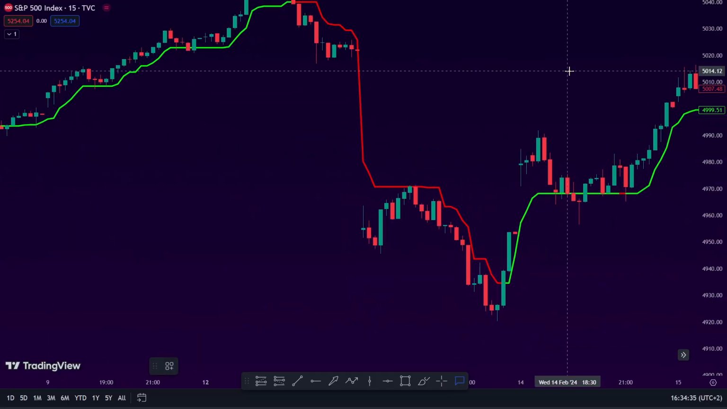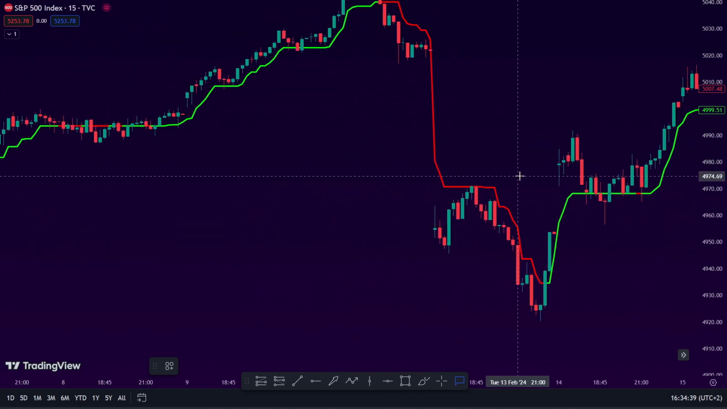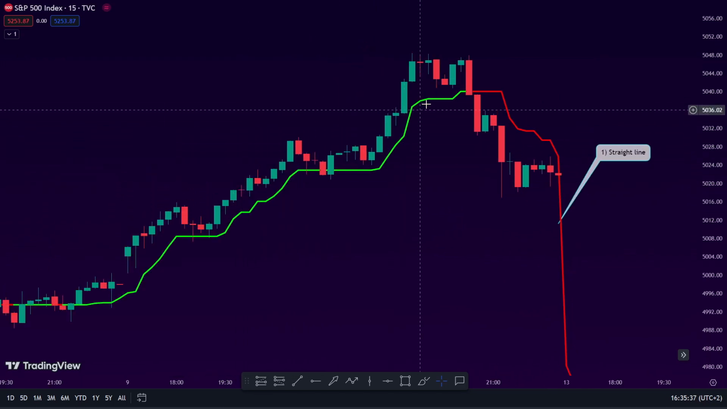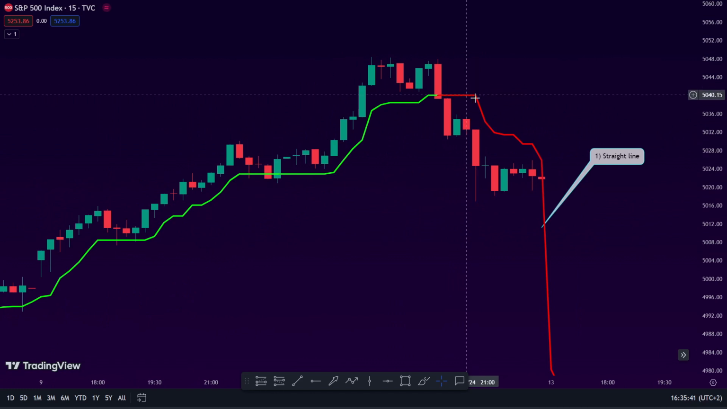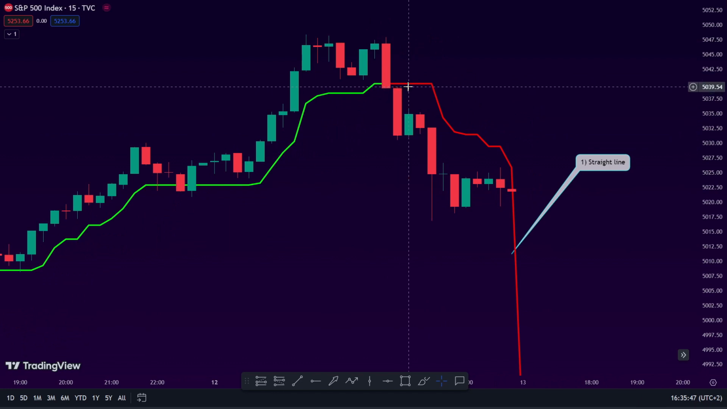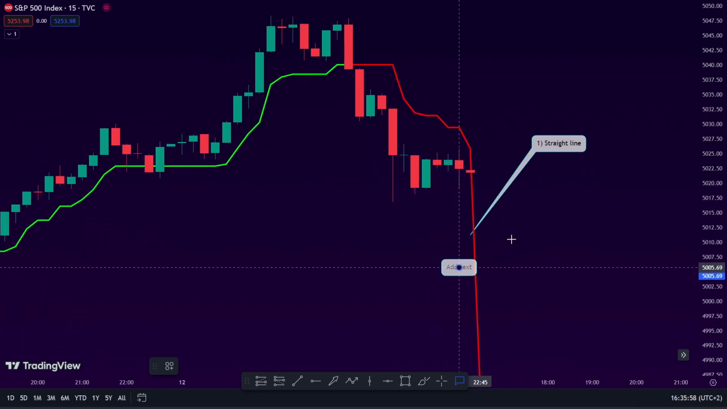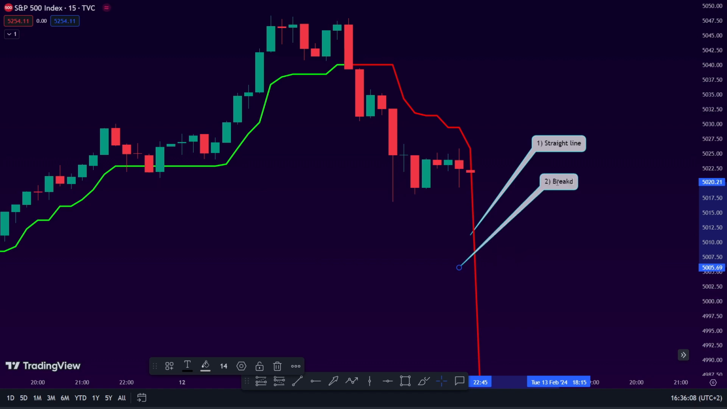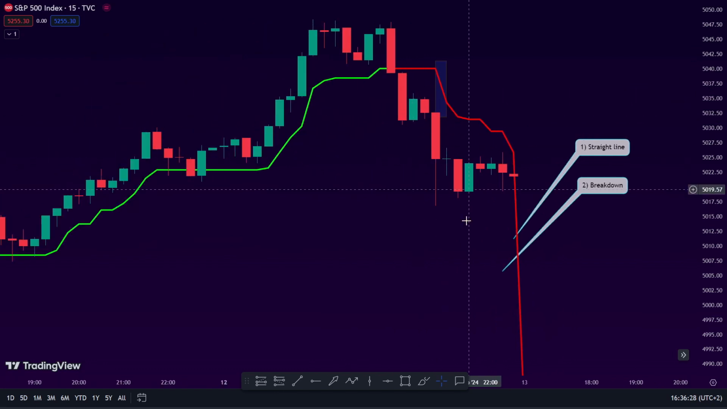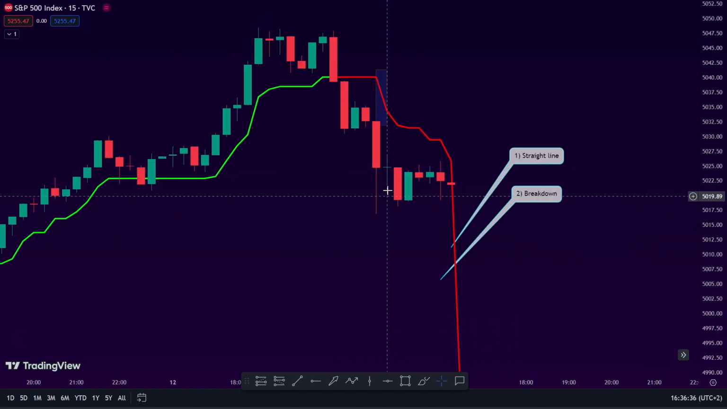Alright, personally I have 3 rules to use this strategy. So first rule, for a sell signal we need to see this straight line first. As you see here, the bullish trend continues till here, and this indicator's line switches from green to red, and it's straight from this point to this point, and then we need to see the breakdown will be like this.